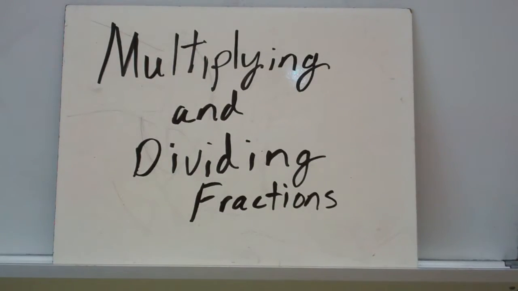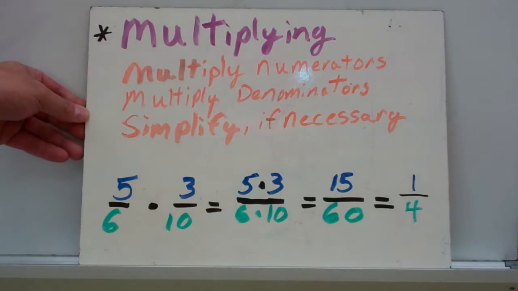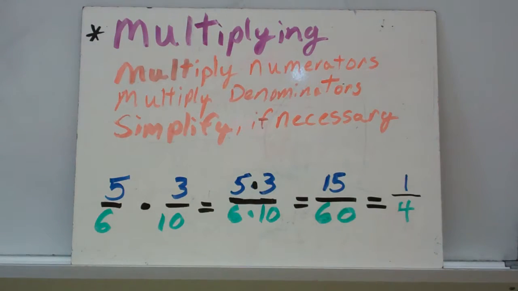Hey guys, today we're going to talk about multiplying and dividing fractions. Now, multiplying fractions is probably one of the easiest things we're going to do all year. With multiplying fractions, we simply multiply the two numerators, we multiply the two denominators, and then simplify if we need to. As an example, I have 5/6 and I'm multiplying that by 3/10.